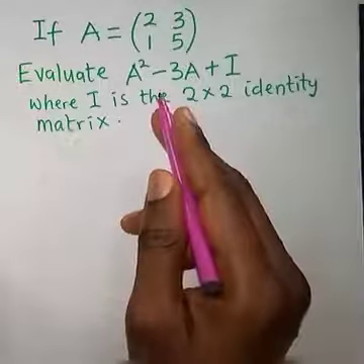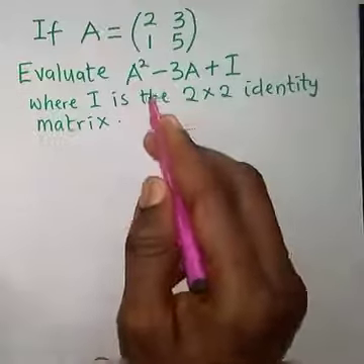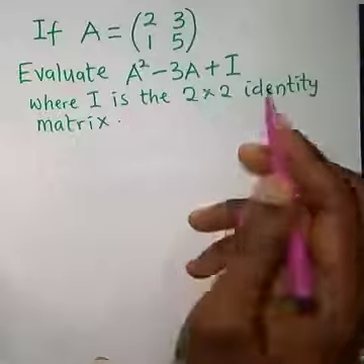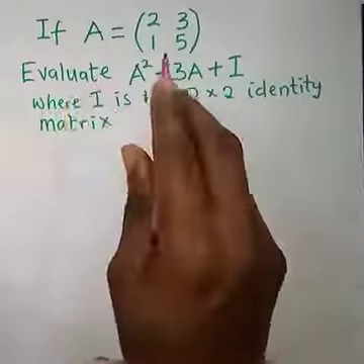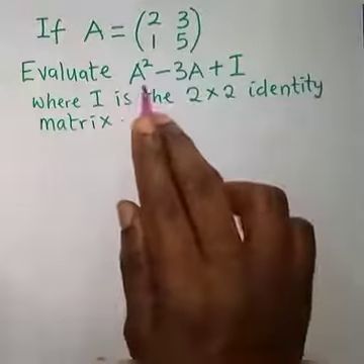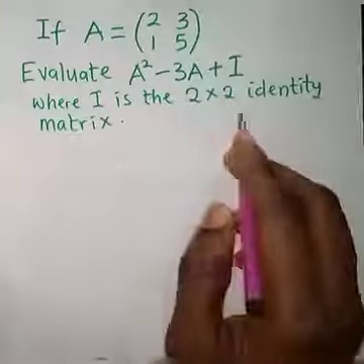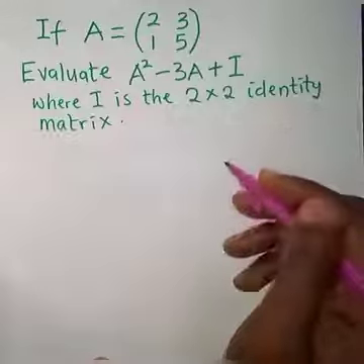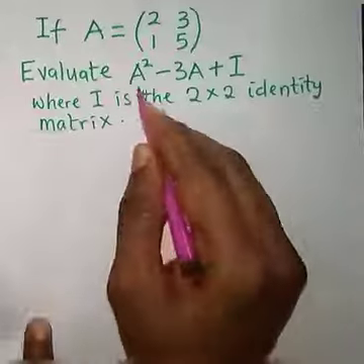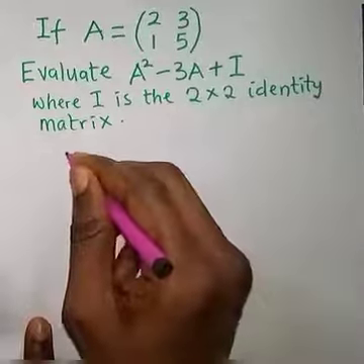Hi everyone, in this video we will see how to carry out operations on matrices. Now if A equals this, we want to evaluate A squared minus 3A plus I, where I is the 2 by 2 identity matrix. To do this, we'll first find A squared.